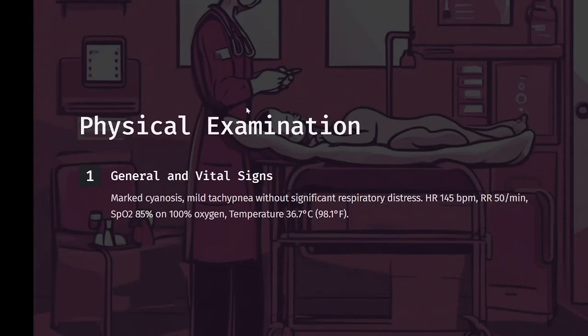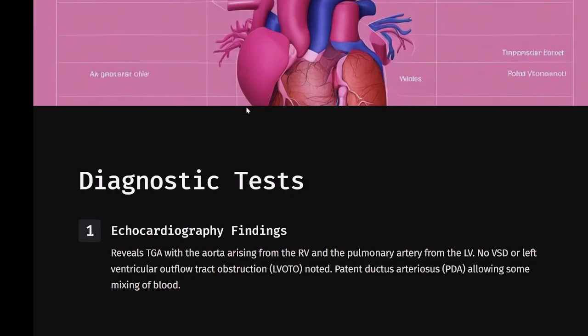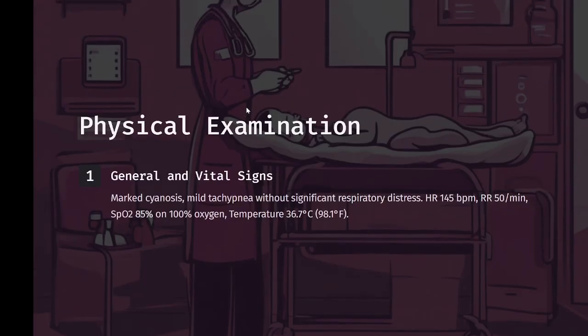Physical examination. General: marked cyanosis, mild tachypnea without significant respiratory distress. Vital signs: HR 145 BPM, RR 50 per minute, SpO2 85% on 100% oxygen, temperature 36.7 degrees Celsius, 98.1 degrees Fahrenheit. Cardiovascular: single, loud second heart sound S2, no murmurs detected. Pulmonary: clear lung fields bilaterally, no adventitious sounds.